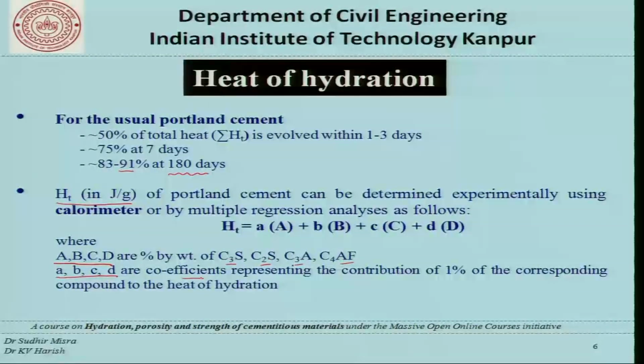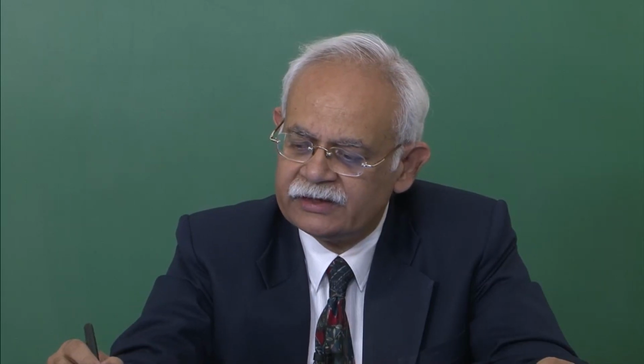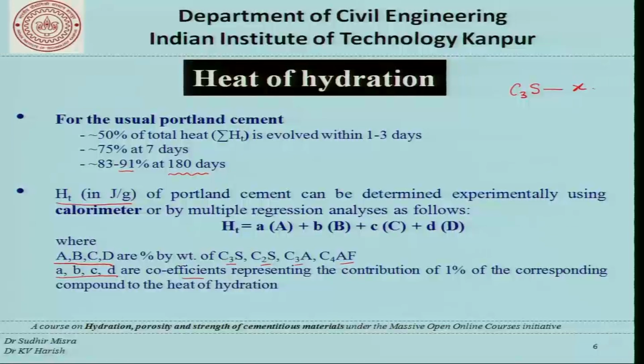Basically what we are saying is that from the standpoint of cement chemistry, if we knew that C3S evolves a certain amount of heat in joules per gram, and C2S evolves a certain other amount of heat in joules per gram, then for a compound which contains a certain percentage of C3S and a certain percentage of C2S, we can determine the heat of hydration of that compound if we know this X and Y and the composition of that compound in terms of C3S and C2S.